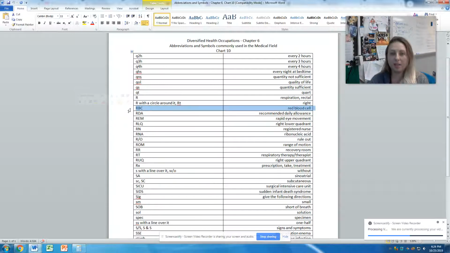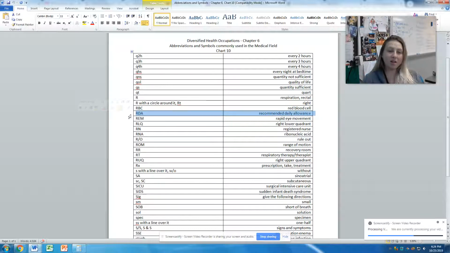RBC, this is a red blood cell, an erythrocyte. Erythro means red, cyte means cell. Red blood cell. Okay, they carry oxygen. Very important to our body. Yeah. RDA, this is recommended daily allowance.